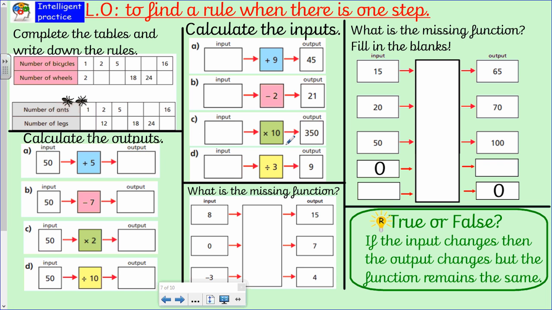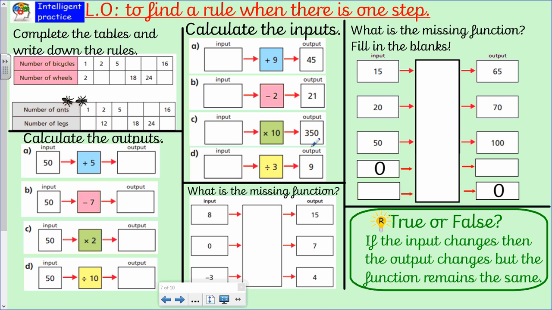Now this one is working the opposite way. It has given you the input, it's given you the function, it's given you the output. So you need to work out the input. You need to work backwards and use the inverse, the opposite operation. And on this one, what is the missing function?